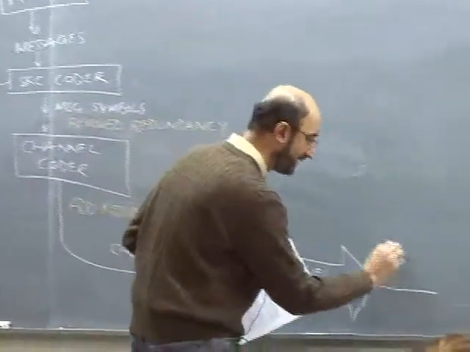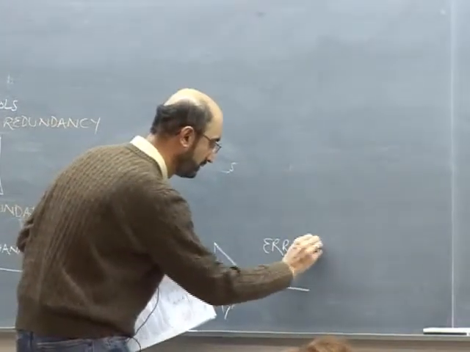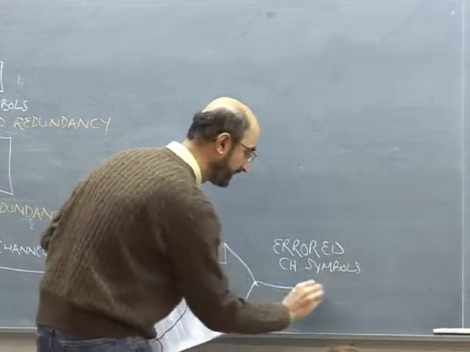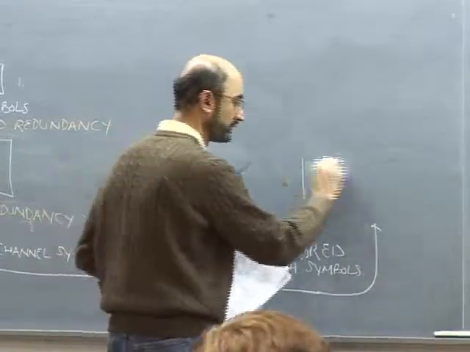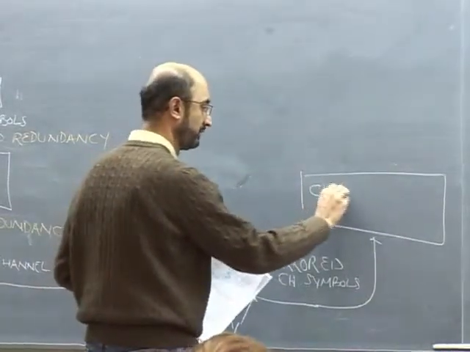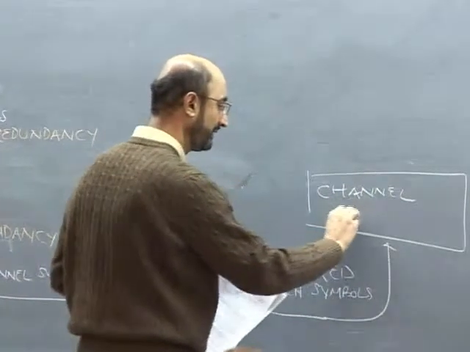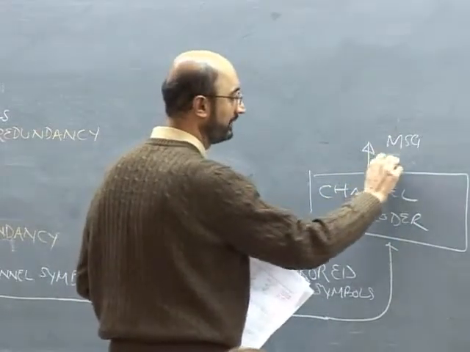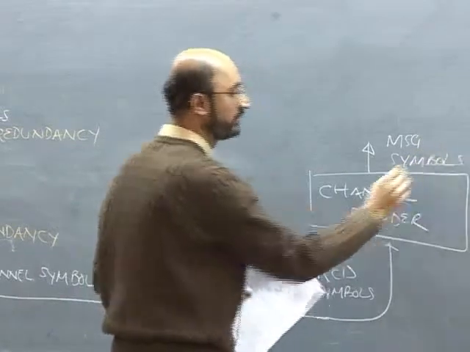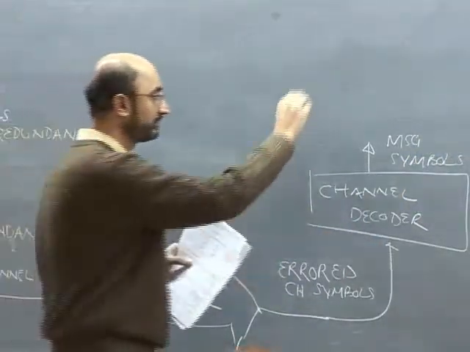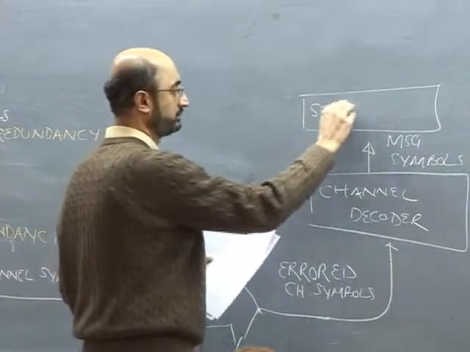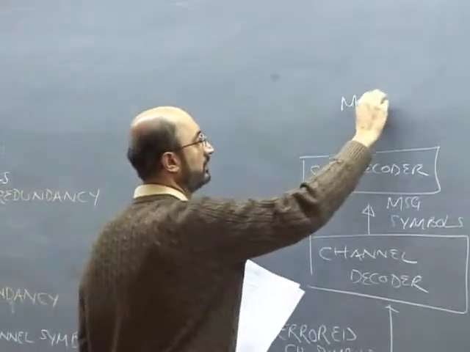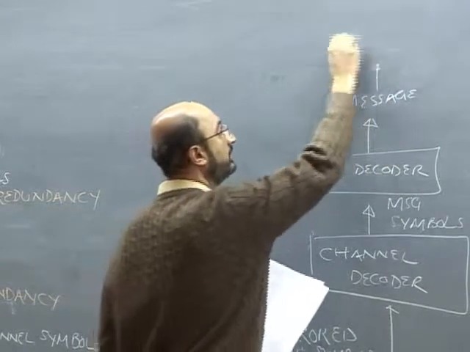So on the other side, we have error channel symbols, as we saw earlier. And so once you get the error channel symbols, you're going to go into a channel decoder that's going to invert the process. What the channel decoder is doing is that it's getting these errored symbols and coming out with message symbols, and hopefully these message symbols were the ones that were actually sent. And then this goes into a source decoder, which then gives you the message. And that goes to the receiver.